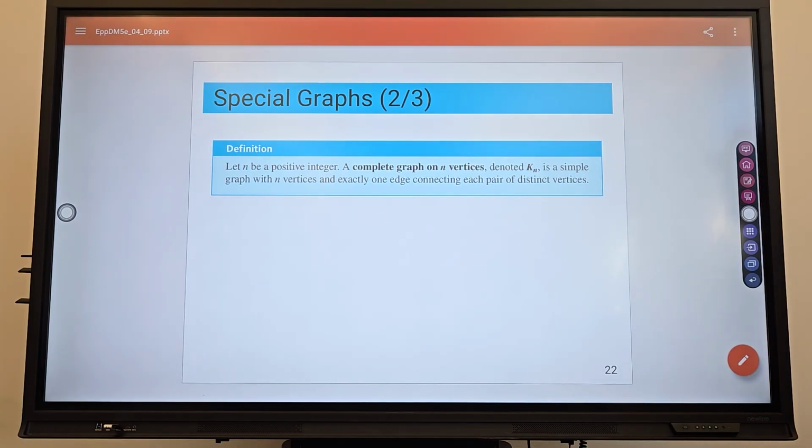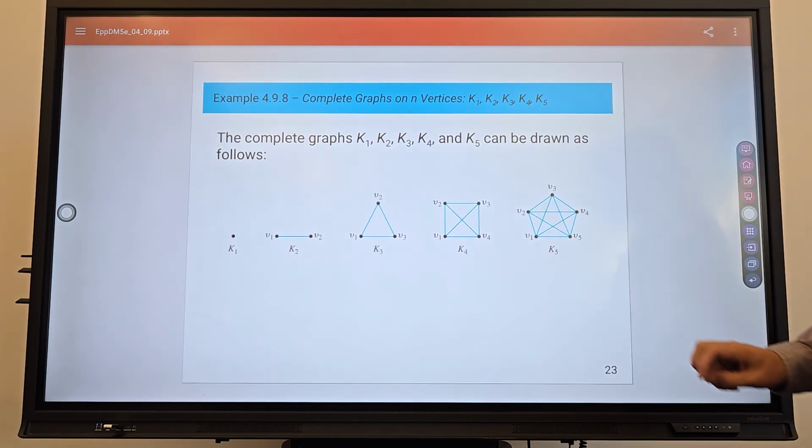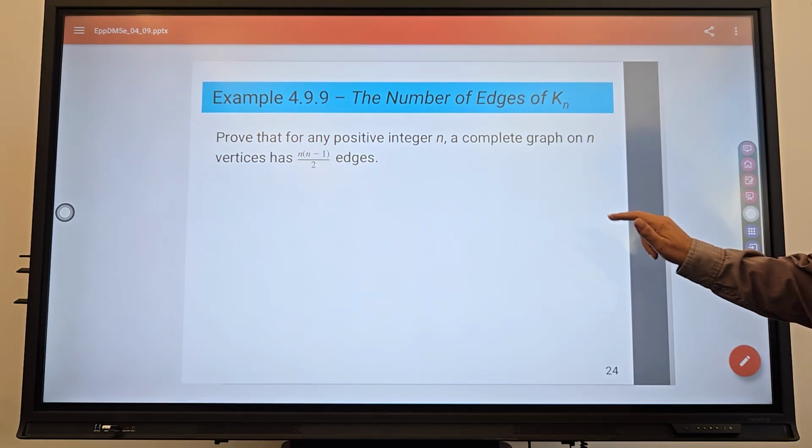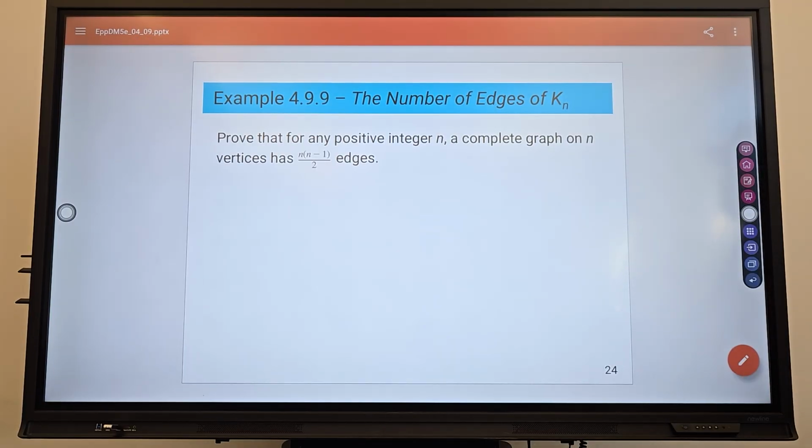A complete graph is a simple graph with n vertices and exactly 1 edge connecting each pair of distinct vertices. Complete graphs for k 1, 2, 3, 4, and 5 can be drawn like so. You can go anywhere to any vertex from any other vertex. Prove that for any positive integer n, a complete graph on n vertices has n times n minus 1 over 2 edges.